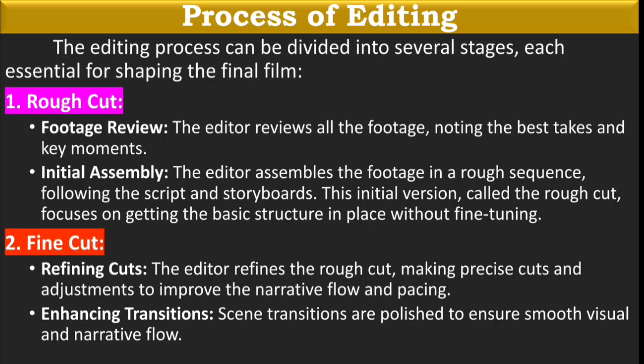Process of editing. The editing process can be divided into several stages, each essential for shaping the final film. One, rough cut. Footage review. The editor reviews all the footage, noting the best takes and key moments. Initial assembly. The editor assembles the footage in a rough sequence following the script and storyboards. This initial version, called the rough cut, focuses on getting the basic structure in place without final tuning.